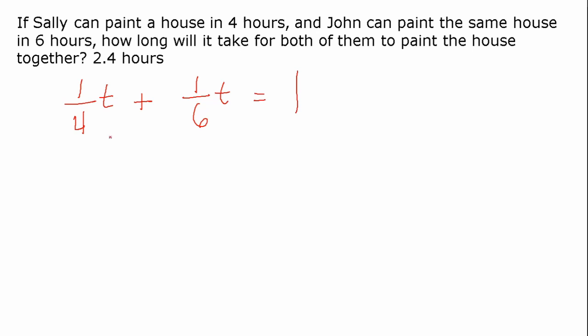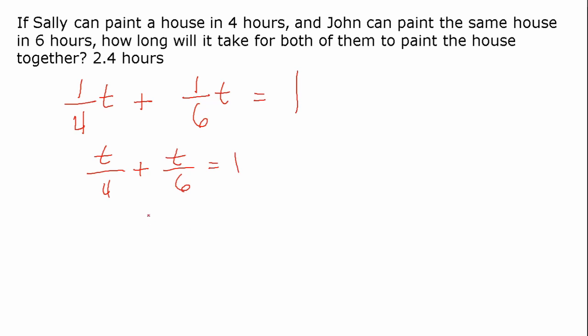This equation says if Sally can paint 1/4 of the house per hour and John can paint 1/6 of the house per hour, how long will it take them working together to paint the entire house, which I represent as 1? Like in the last problem, we have denominators, and again, let's put the variables in the numerator.